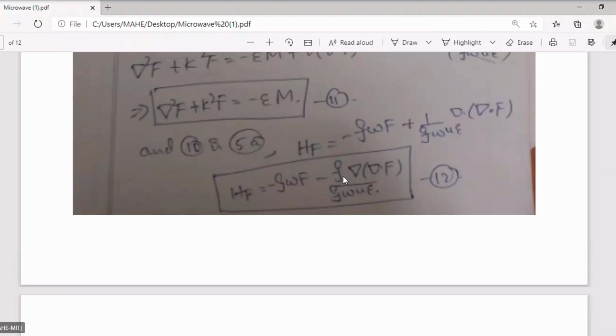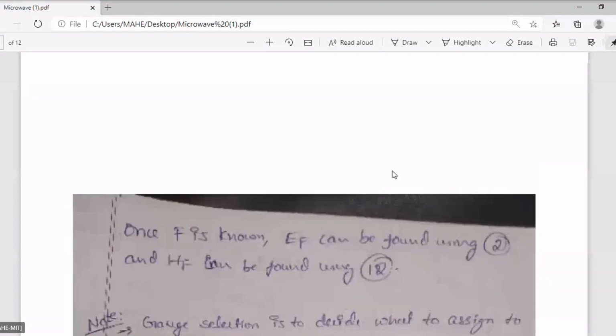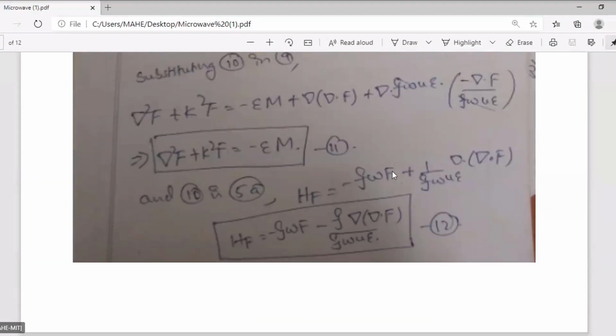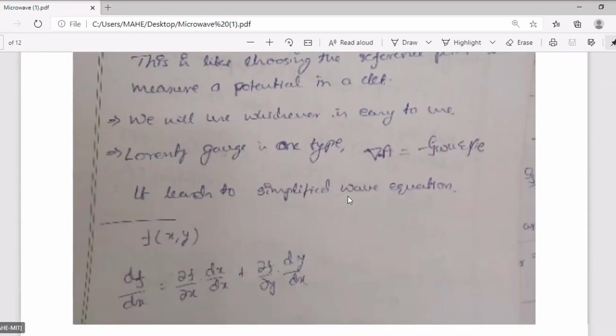I didn't hear you. EF is equal to minus 1 by epsilon curl of F. So that we have seen. Solving this, you get F, and from that F you get HF and EF.